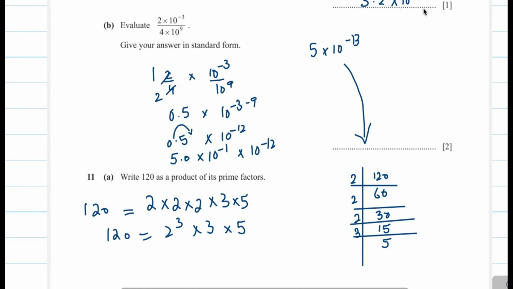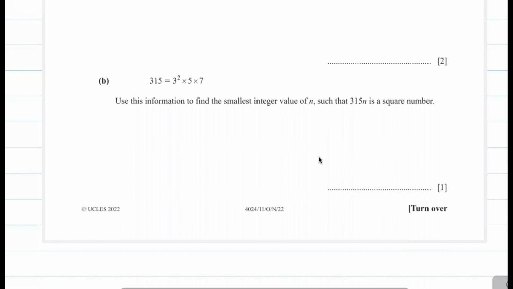Now the next part of this question, part B. In part B, 315 is equal to 3 power 2 into 5 into 7. Use this information, find the smallest integer value of n such that 315n is a square number.